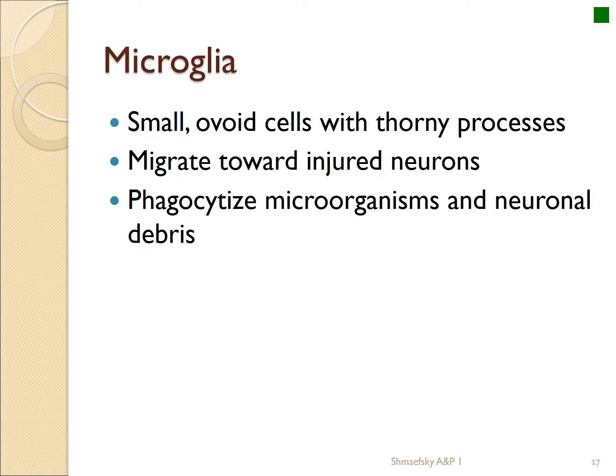So now we're going to look at the microglia, and we're going to see that they're almost related, at least functionally, not so much structurally and developmentally, to white blood cells in a way. They're very small, obviously. We're going to see that they're kind of more ovoid, that means more round, not as angular as regular glial cells. And we're going to see that they migrate towards injured neurons. They're going to be a very important part of that healing process.